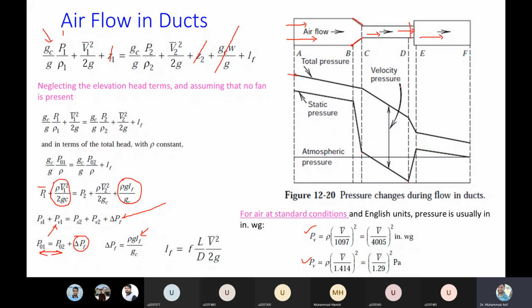Similarly, along that length, after that the decrease is uniform. That means in this portion the decrease is only because of the friction factor. But between B and C, and similarly D and E, the impact of the area reduction and the sudden area increase can be observed from this figure.